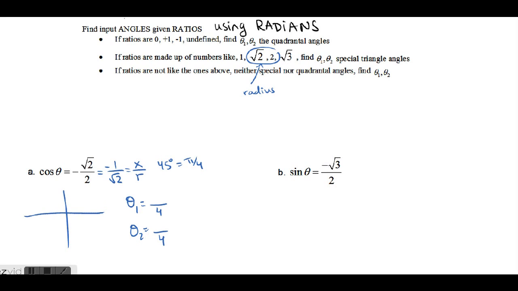You could use CAST rule, or you could think of this as "All Students Take Calculus," so that it starts in quadrant 1. And cosine is negative in quadrant 2 and quadrant 3. Another way of thinking about it is that this x here is negative. Radius is never negative, so x is negative on the left side of the origin. So that's these two quadrants. As you're drawing it, now that we know the related acute is 45, you're going to draw it right down the middle of each of these quadrants and label the pi over 4 towards the x-axis.